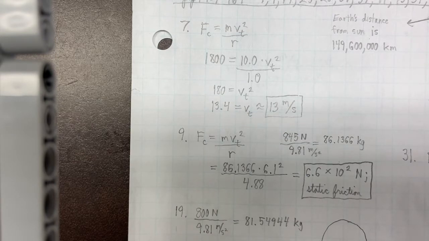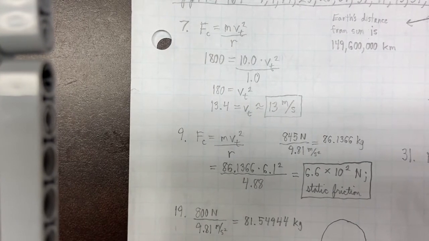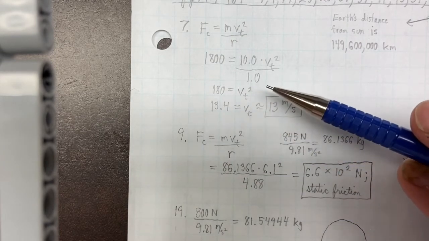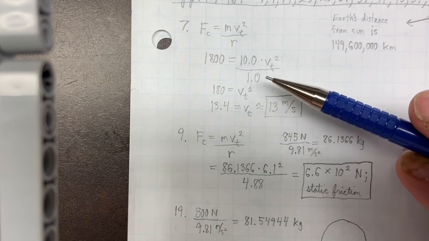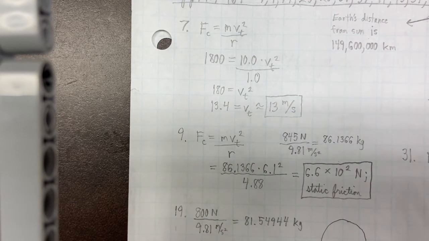Now, the 3/16 inches, that's superfluous information. But what matters here is that we use the Fc equals mvt squared over r equation for centripetal force. And if we do that, basically the rest is just plugging and chugging. We put in our givens and we find the speed to be 13 meters per second.